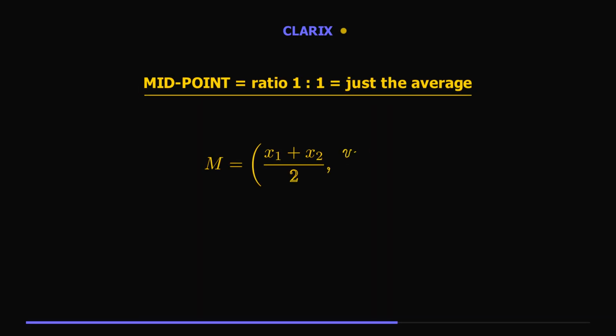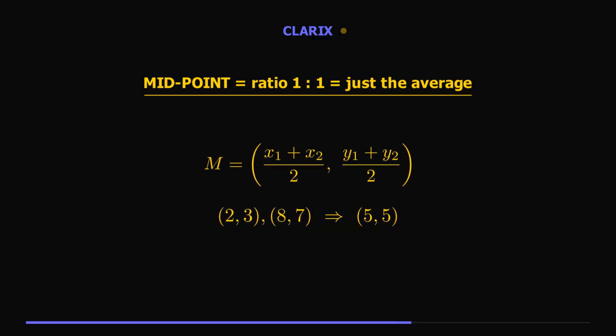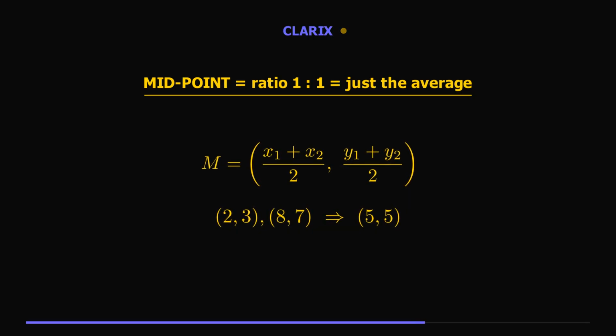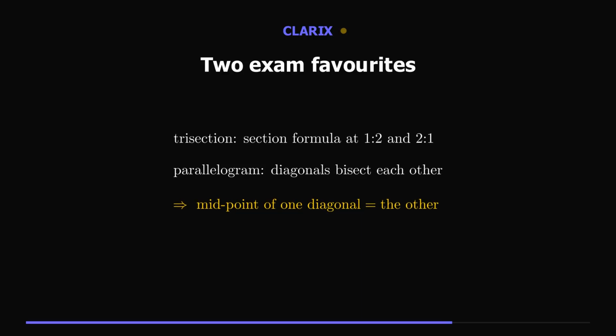The friendliest special case, the midpoint, where the ratio is 1 to 1. The formula collapses to simply averaging, half the sum of the x's, half the sum of the y's. The midpoint of 2, 3, and 8, 7 is 5, 5. That's it. 2 more the exams love. Trisection points split a segment into 3 equal parts. Just the section formula at 1 to 2 and 2 to 1. And a parallelogram, its diagonals bisect each other, so the midpoint of one diagonal equals the midpoint of the other. That one equation finds a missing vertex.